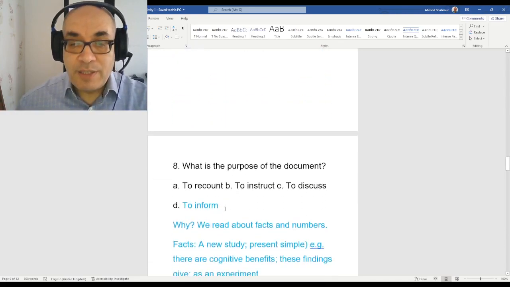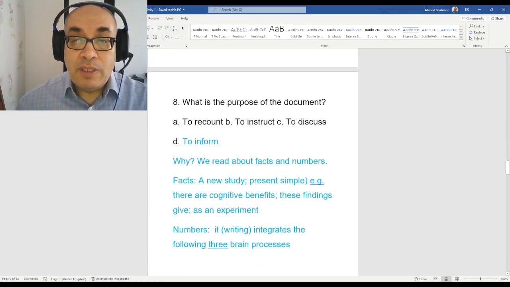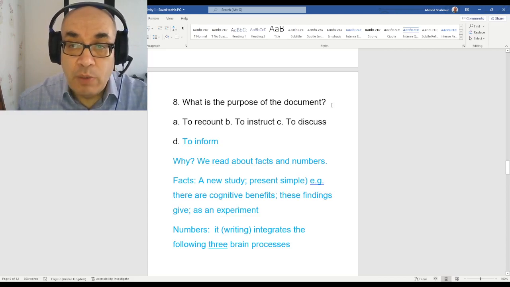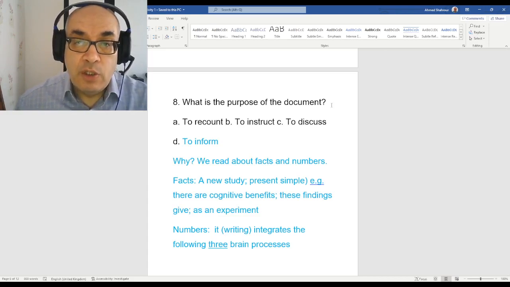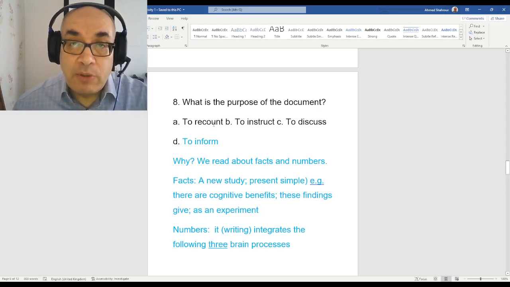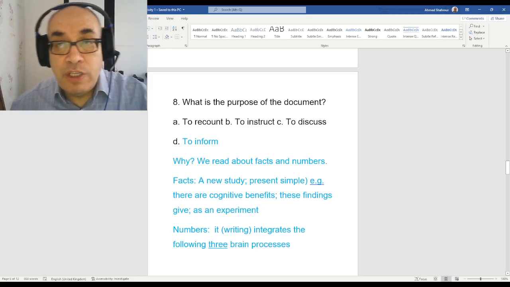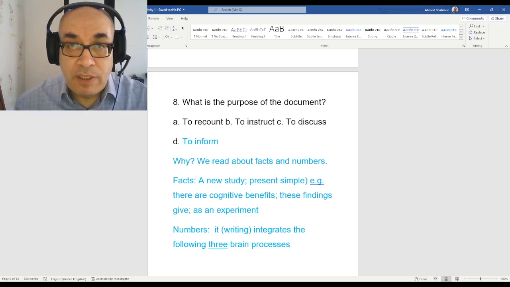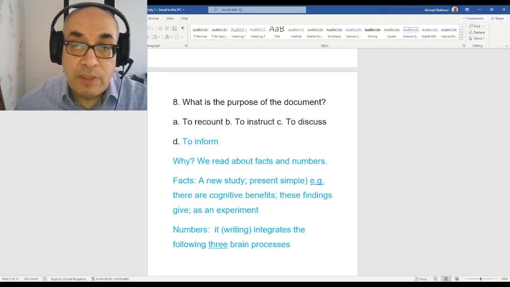Next question. What is the purpose of the document? So why has the writer written this document, this text? Why? What does the writer want? To recount. To recount means to tell a story. To instruct, to give you instructions, do this or don't do this. To discuss a point, talk about it, or to inform.